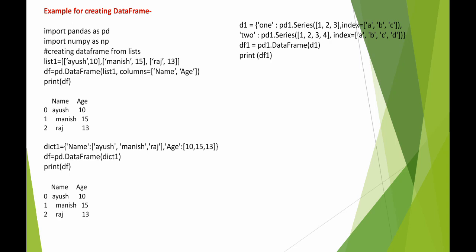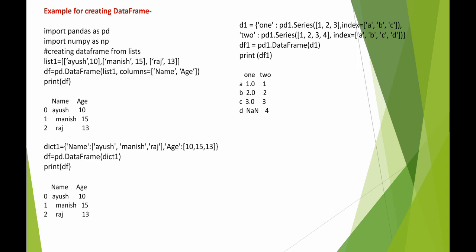Now there are two indexes, so which index should be taken? What the data frame will do here is take the larger index, and if in a particular line the index value is not given, it will treat it as a missing value and fill it with NaN. NaN means not a number. So we have passed this dictionary d1 into the data frame df1. Now let's see, if we print df1, the output will be somewhat like this.